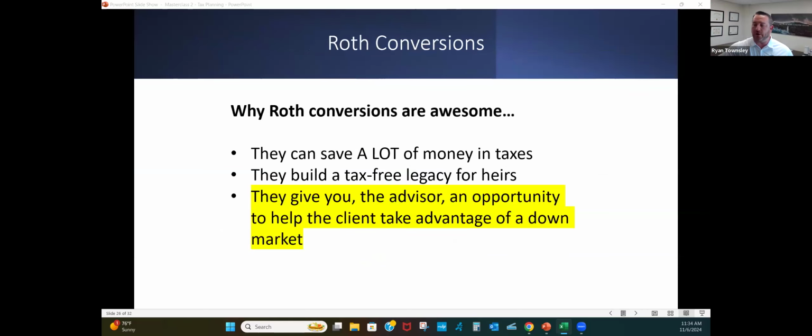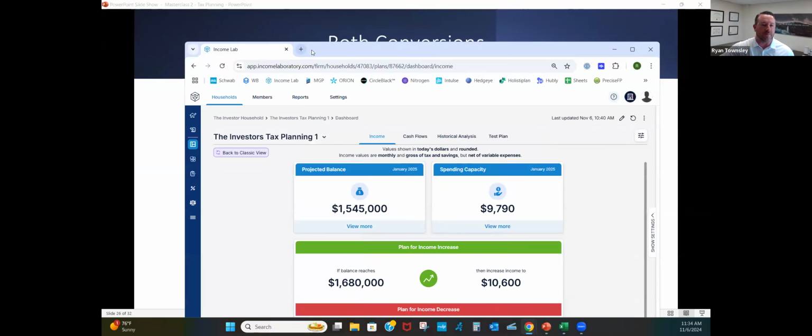So why do I love them? They save a lot of money in taxes. They build a tax-free legacy for heirs, the added benefit. And they give you, the advisor, the ability to help the client. So let's take a look at the impact of that.